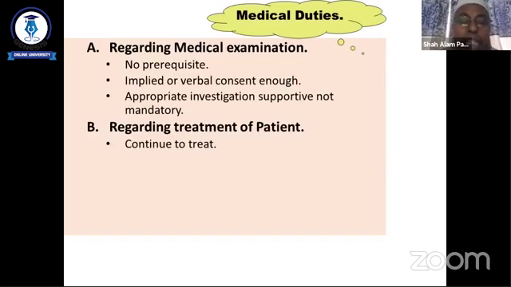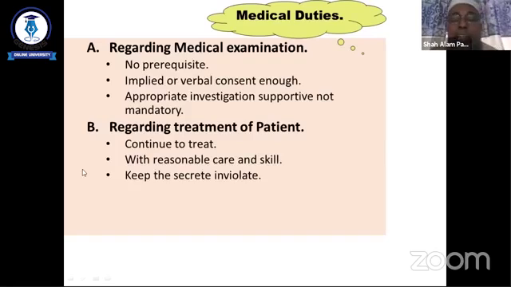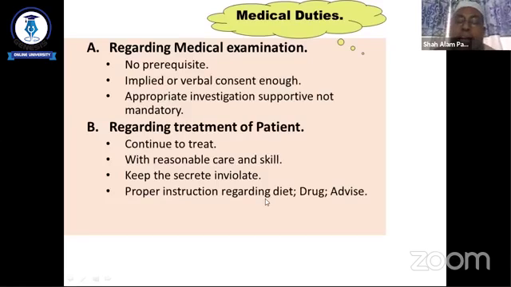Number one, continue to treat with reasonable care and skill. These two are the most important duties of a doctor. Keep the secrets inviolate. Give proper instruction regarding diet, regarding drugs, regarding advice. Don't go beyond your skill.